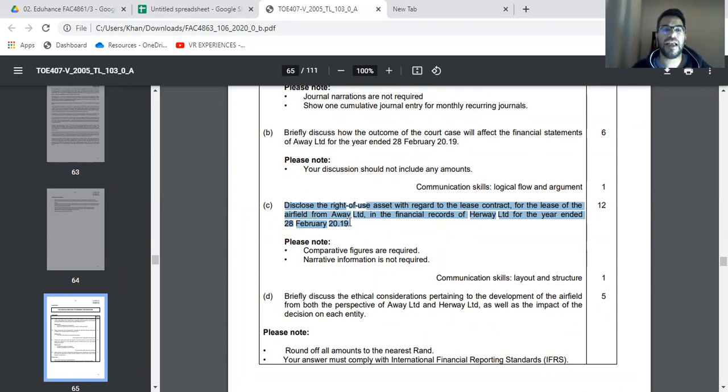So it's very important, like I said, the first thing you want to identify is who the parties are and who is the lessee and who is the lessor. We're doing it in the books of Herway, so it's from Herway's perspective. Herway is the lessee, and that is why we're going to disclose the right of use asset for the period 28 February 2019. They're telling you that comparatives are required and narrative information is not required. Okay, so we're going to be covering this question.